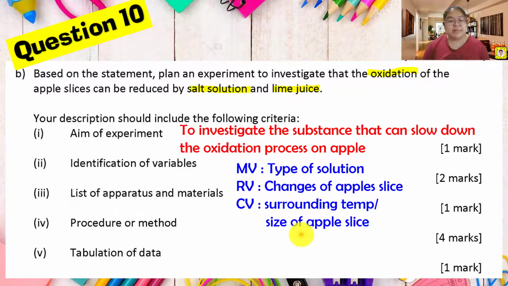Another one is the size of the apple. If the apple is smaller or bigger, it will affect the oxidation. So from here, a constant variable cannot change, we fix it already.